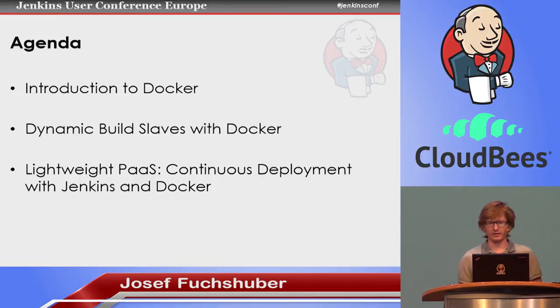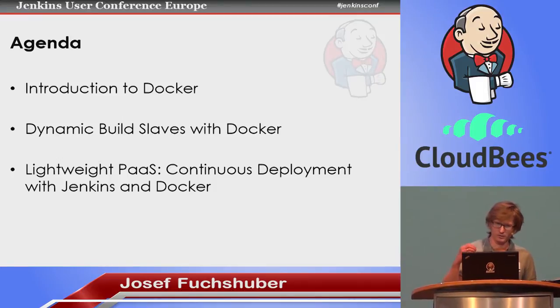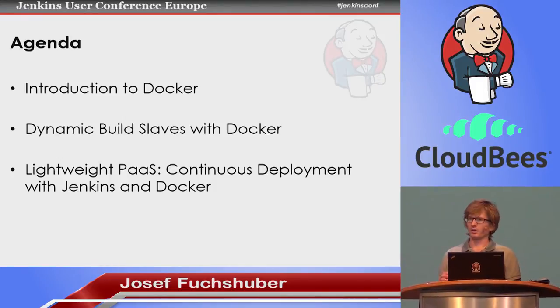The second part is the first integration with Jenkins as dynamic build slaves. You heard in the morning, Kusuke said on-off slaves. I say dynamic build slaves with Docker. So this is the second part. The last and third part is how to set up our own platform as a service in our own Jenkins environment for our application.